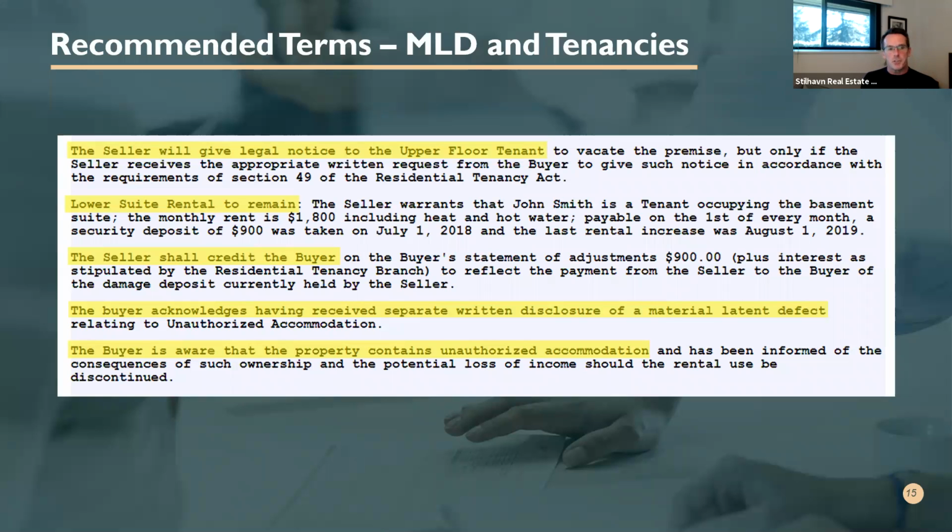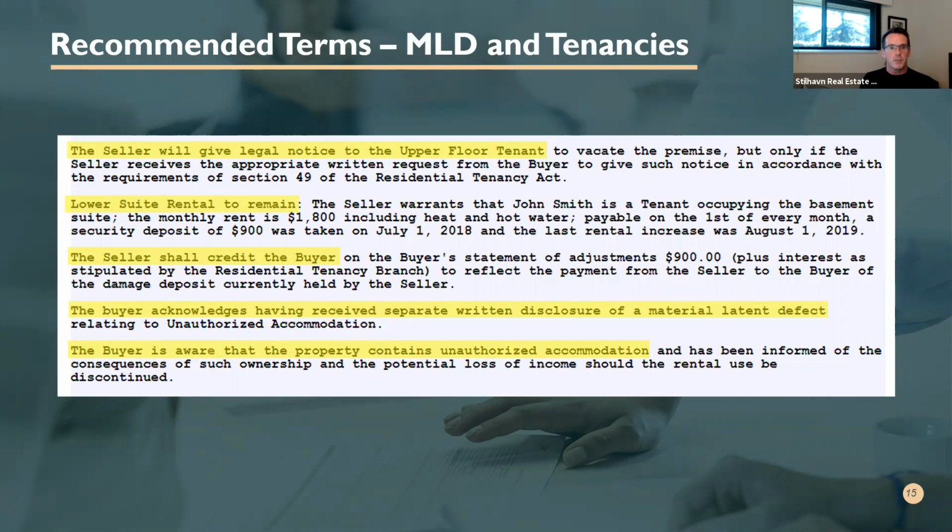And in this case, I'm just using an example where there's a lower suite and an upper suite. The seller warrants that John Smith is a tenant occupying the basement suite. Monthly rent is $1,800, including heat and hot water, payable on the first of every month. So this is straight from web forms. Make sure you fill it in. It should be there. It's just the basic information from the tenancy as well.